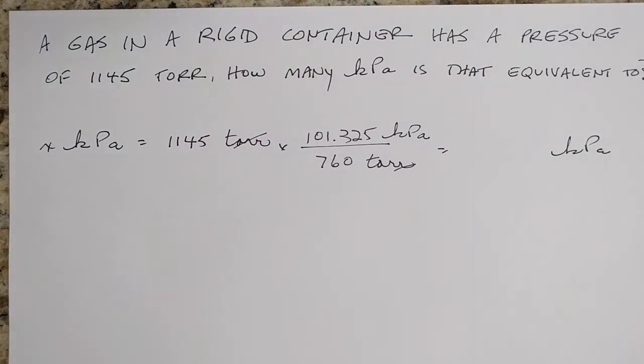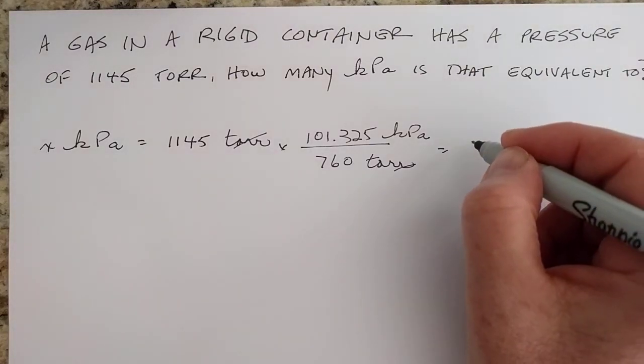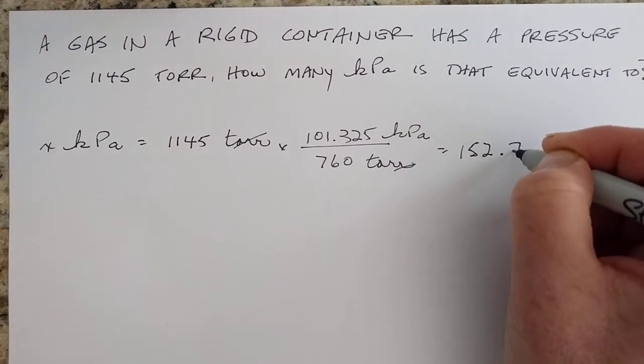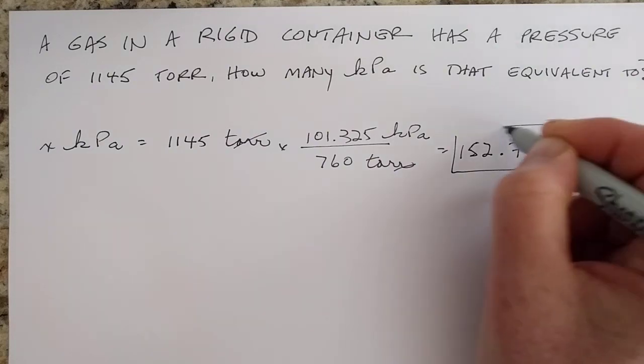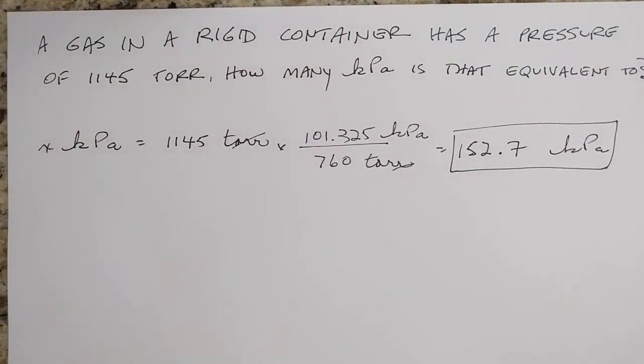Do the math. Oh, check sig figs. 4 sig figs, 6, that's unlimited. So our answer should have 4 sig figs. 1145 times 101.325 divided by 760 equals, and we have 4 sig figs, 152.7 kilopascals. And we just want to keep in mind around 100 is what a normal air pressure is, so it's about 1.5 times what the atmosphere produces.